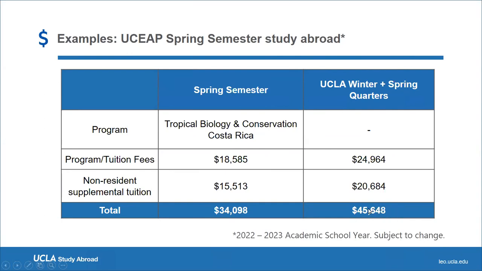That brings our total estimated cost to $45,000, and we do see that there is a couple $1,000 that we are saving, approximately $9,000 here. So that is why we often say that spring semester can save our out-of-state students a couple $1,000s.